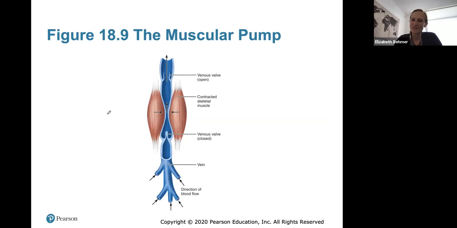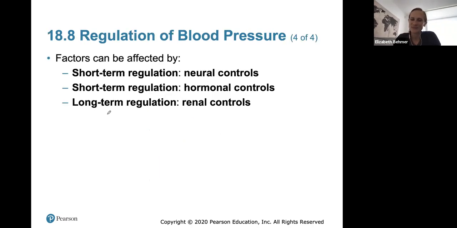And here's a look at the muscular pump squeezing the veins with the valves being closed, again, to help blood flow in one direction back to the heart.